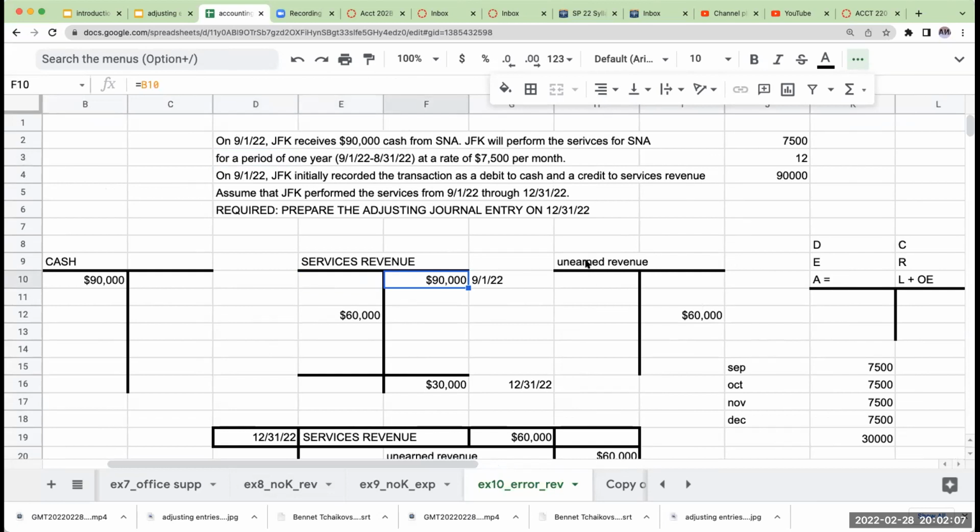But what happens if you're in a situation like this, right? What we're going to go through and do is we're going to ask ourselves those questions. Does our revenue account reflect what we've earned? It doesn't. It reflected 90. It should be 30. So how do I get from 90 to 30? I'm going to have to subtract 60, and I do that by doing it on the opposite side. Credit unearned revenue. This now reflects our future obligations.